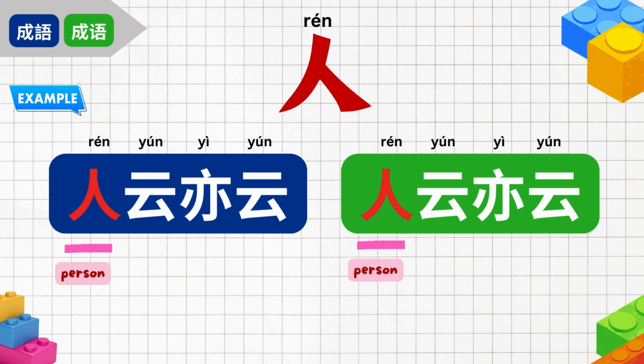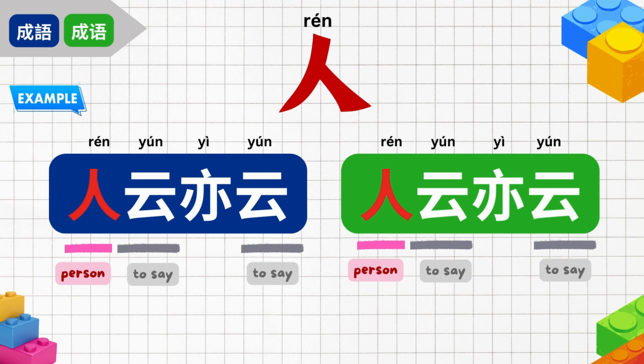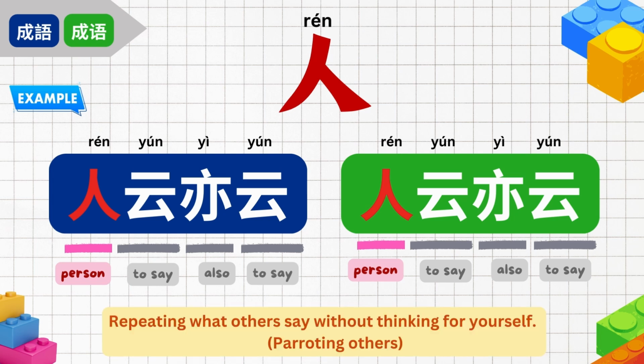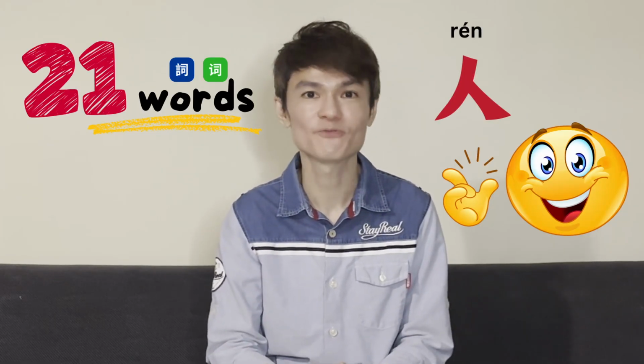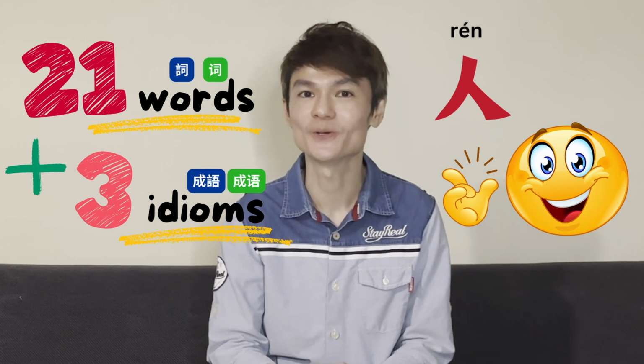One more example: 人云亦云. Yun serves as a literary character meaning to say, and yi is used in classical Chinese to mean also. Therefore, 人云亦云 means repeating what others say without thinking for yourself. Look, just by using 人, we've already got 21 different words and 3 commonly used idioms. But that's just the beginning.